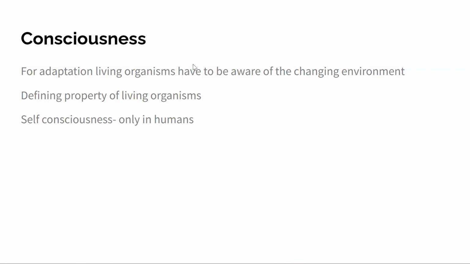Like plants. If you grow a plant in a completely closed box, and you make a small hole at one end through which light is going to come, the plant will grow towards the direction of the light. Why is it growing towards the light? Because it is living and it needs light. It is aware of the environment, of what it requires. So this is consciousness, and it is the defining property of living organisms.